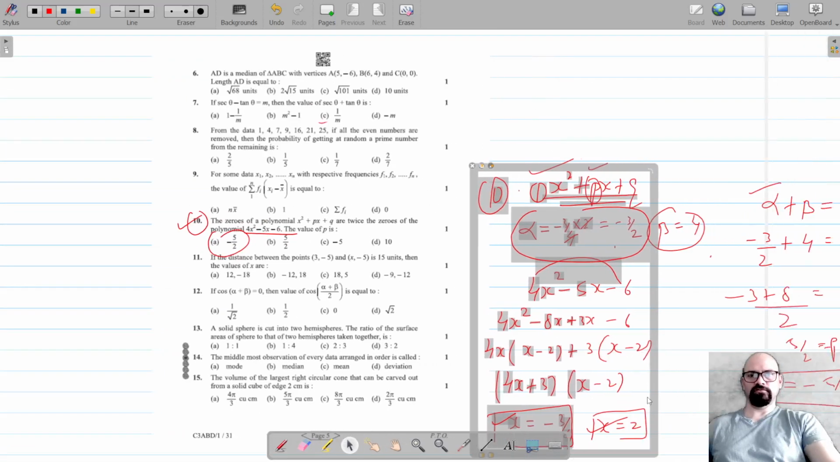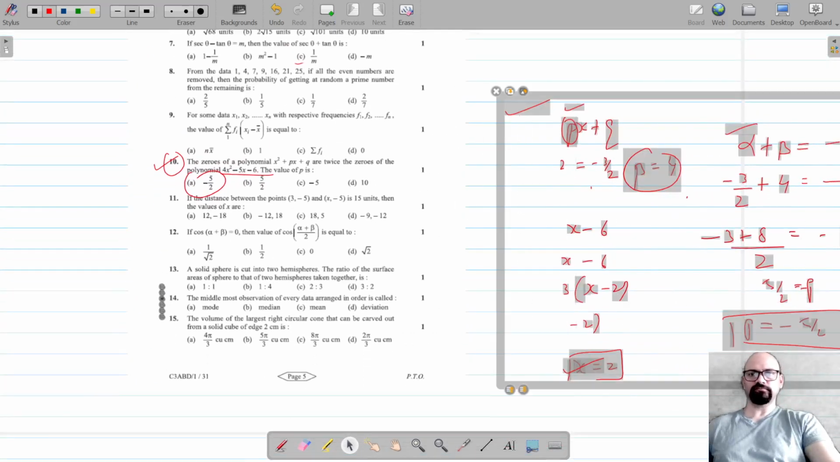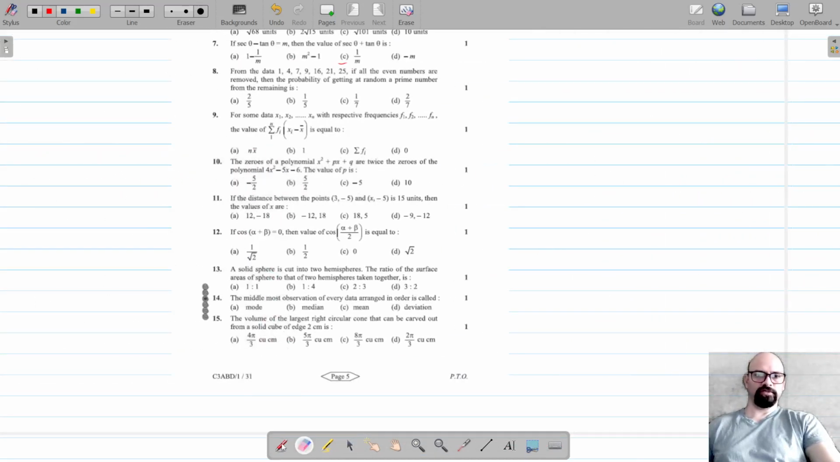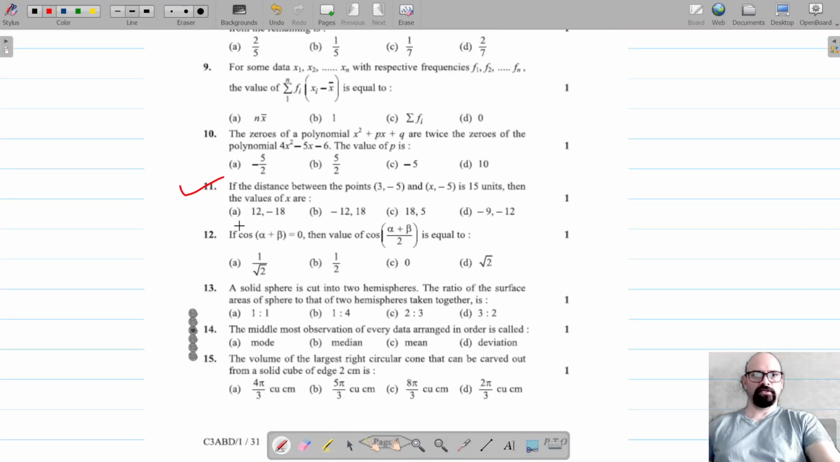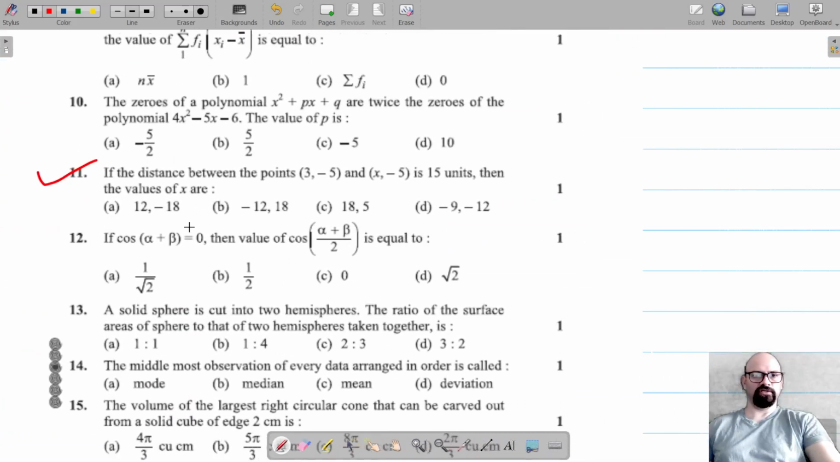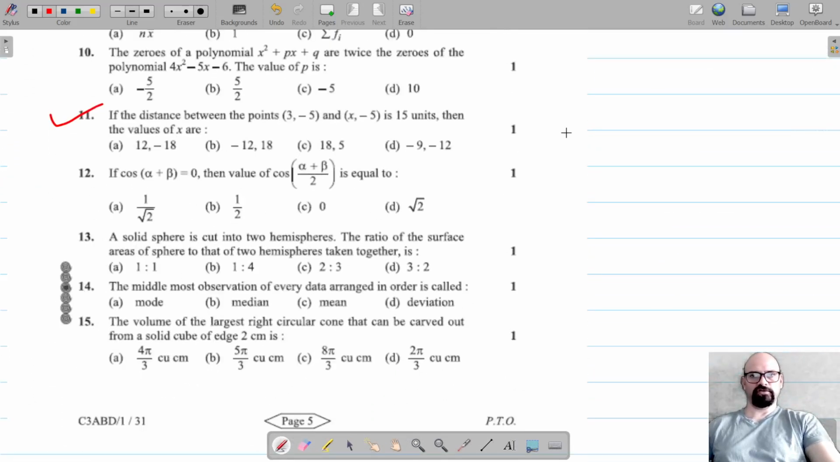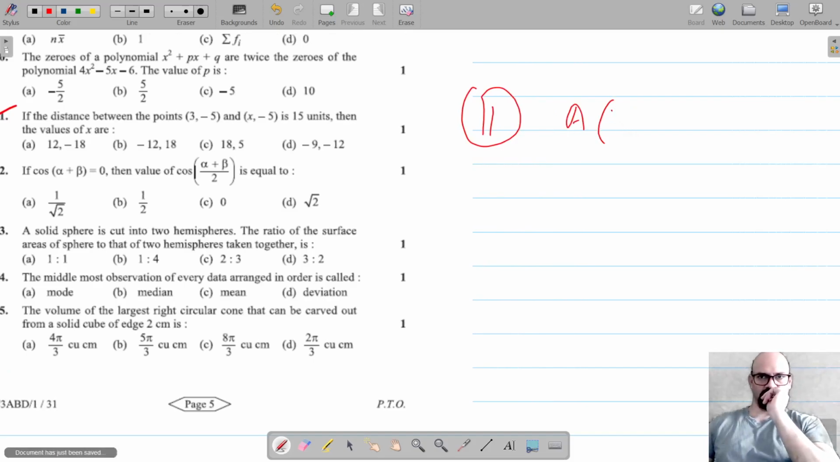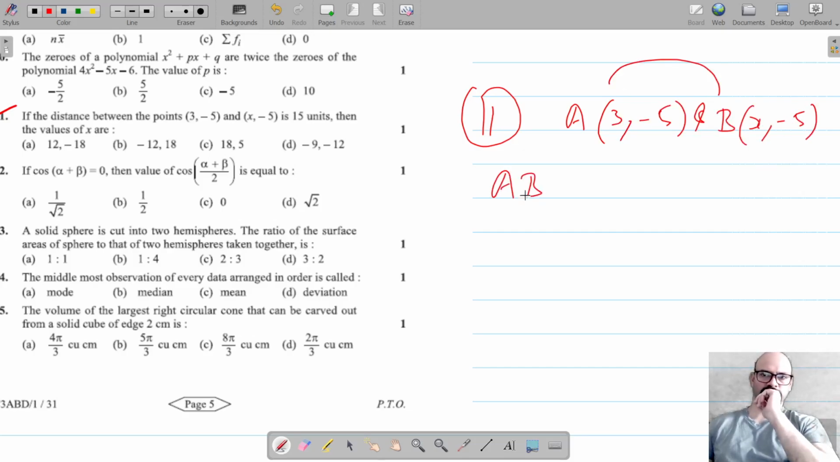And moving on to the next one, that is question number 11. We are done with question number 10. So moving on to question number 11. It's given that distance between the points is 15 units. Then what are the values of x? So for question number 11, let's say these points are A (3, minus 5) and B (x, minus b). So the distance between these two points is denoted by AB, which is equal to 15 units. Now this distance can be positive or negative, that is either in the positive x direction or in the negative x direction.